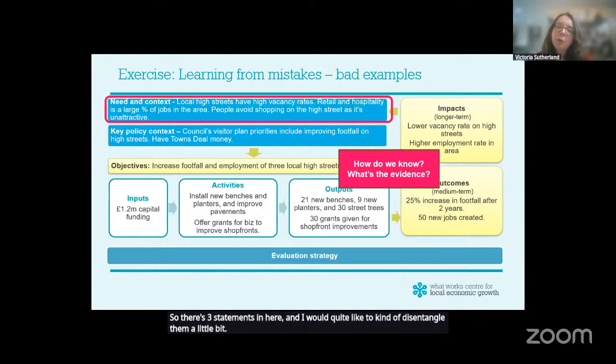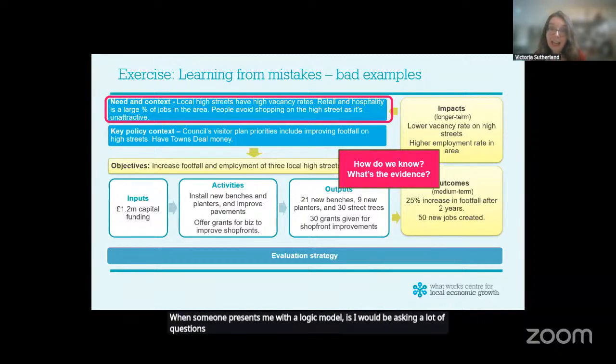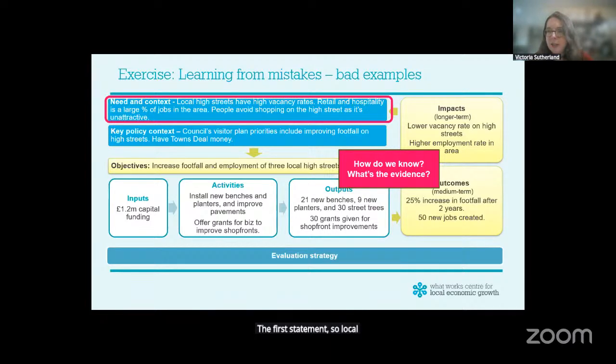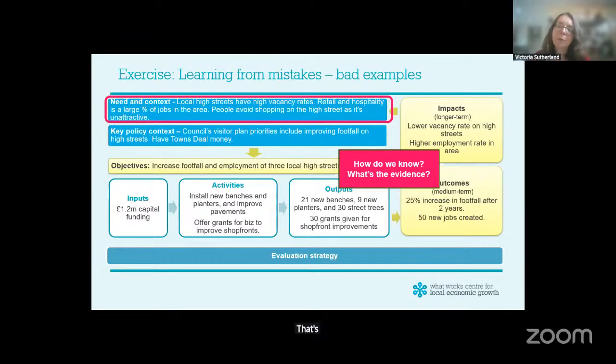The thing I would always start with when someone presents me with a logic model is asking a lot of questions about, okay, what is the evidence? In this case, the first statement, local high streets have high vacancy rates, is something you either already have evidence of, or it's relatively easy to build the evidence. Push comes to shove, you just send someone out to literally count the number of units and the number that are vacant. That's not a hard thing to establish.